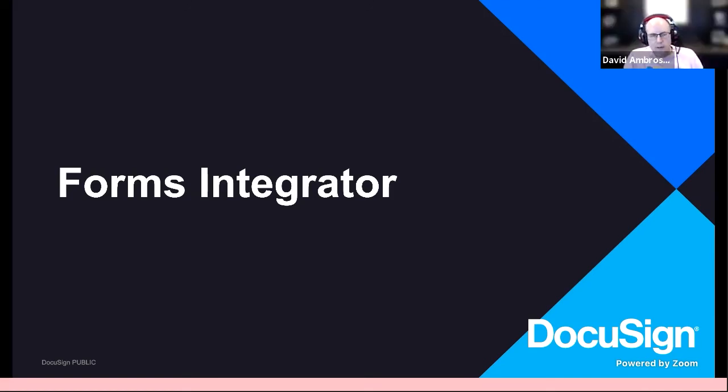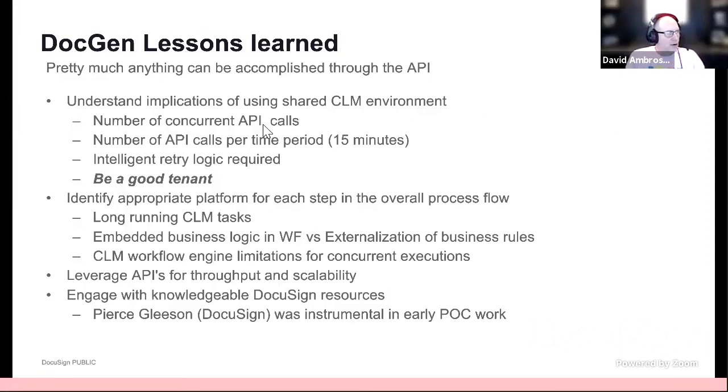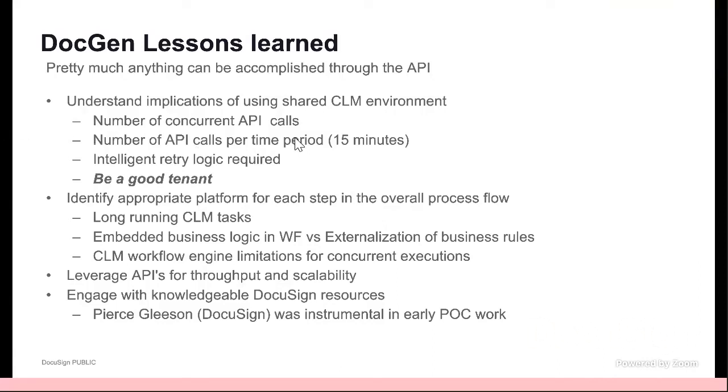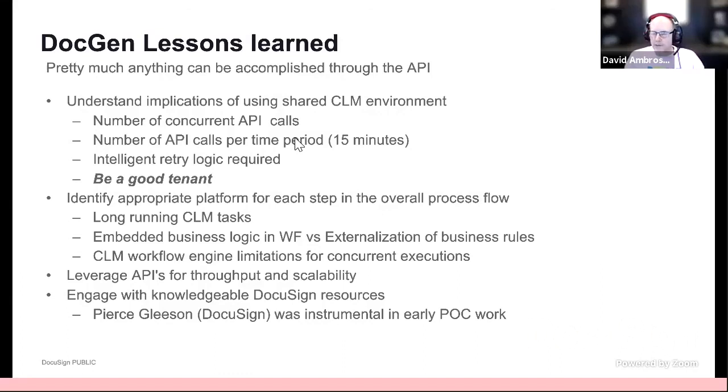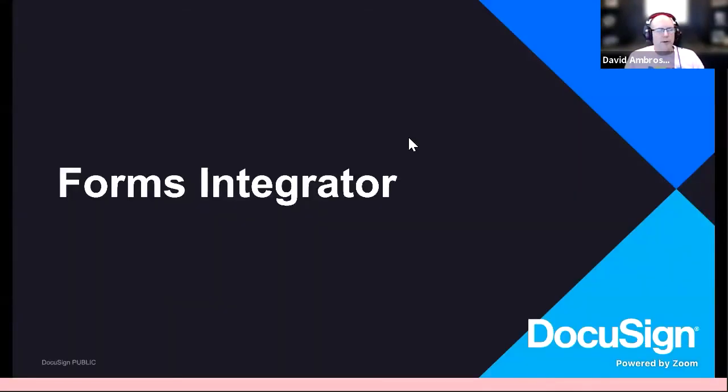You need to talk to your DocuSign rep. For concurrent API calls, you can have 20 concurrently executing API calls. That is, at least in the version that we're working with, a hard limit. Otherwise, you're going to get a 429 error returned. API calls per time period, usually at 15 minutes, that is variable, so that is configurable.